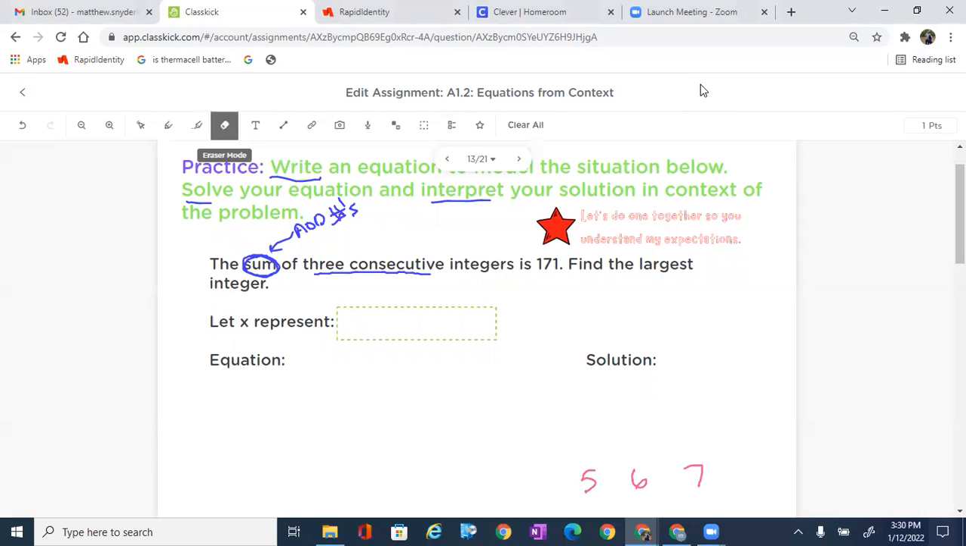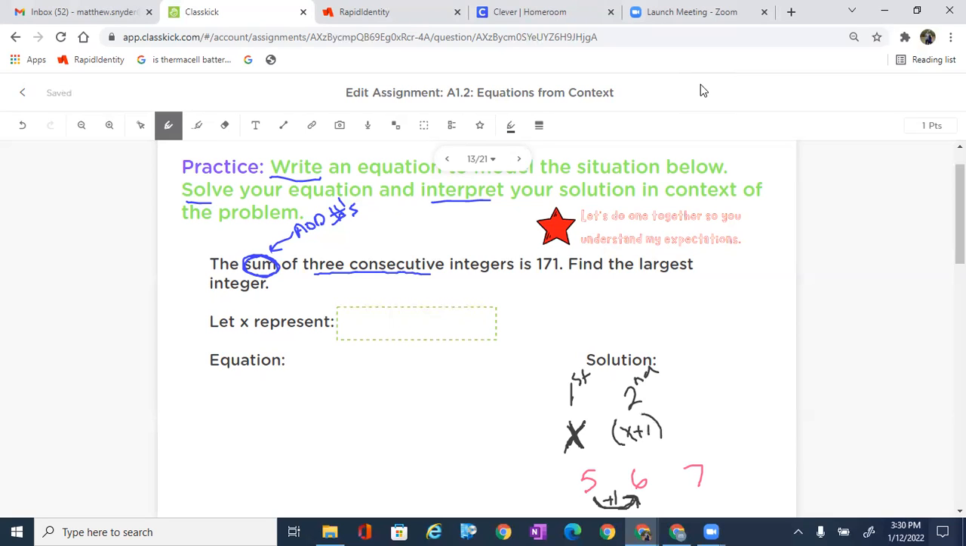So let's break this down. We have three consecutive integers. Let's go ahead and call our first one x. If our first number is x, what is our second number? Well, how did we get from 5 to 6? We add 1. So all we have to do to get from the first number x to our second number is just add 1 to it. So I'm going to say the second number is x plus 1.